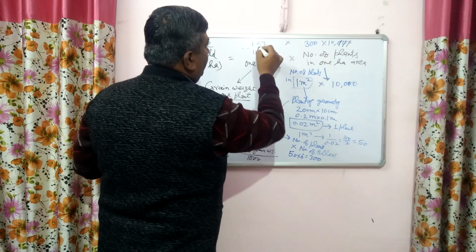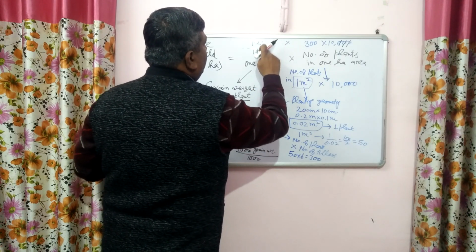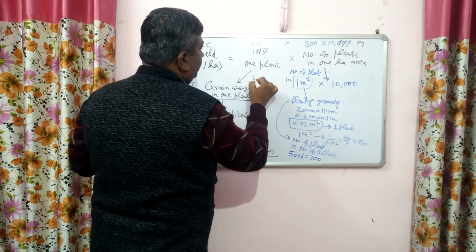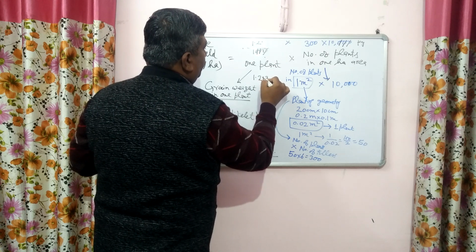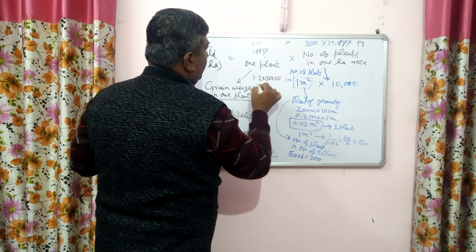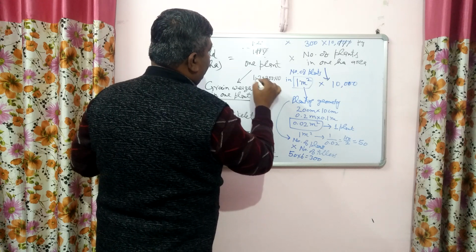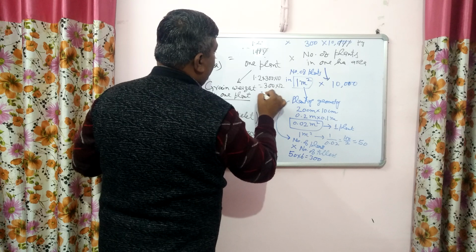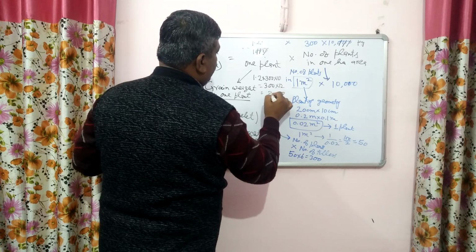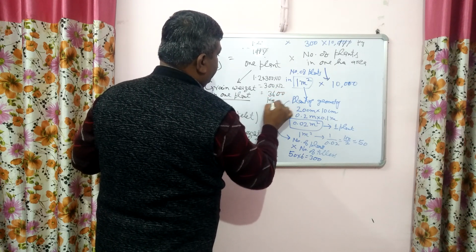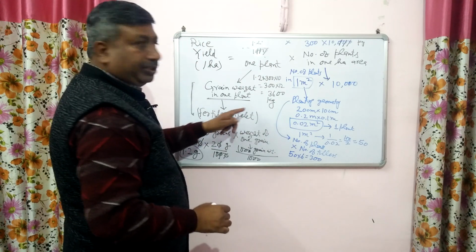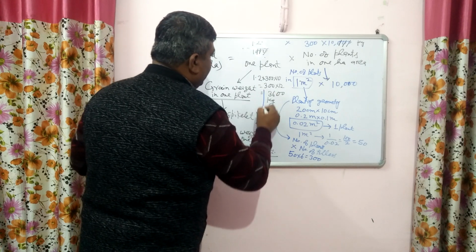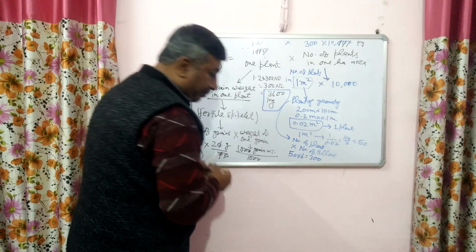So calculation is, now this gram is converted into kg. So now kg, so it is 1.2 into 300 into 10, so this becomes 1.2 into 300 into 10, which is 3600 kg. So this is the grain yield, rice grain yield in 1 hectare area. So this is the basic concept.